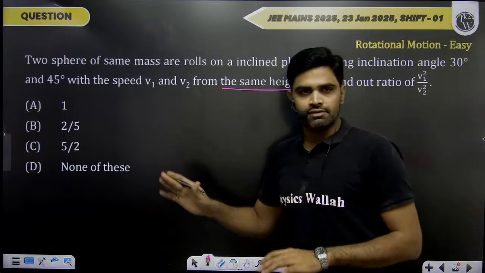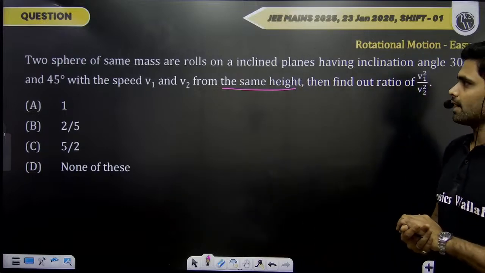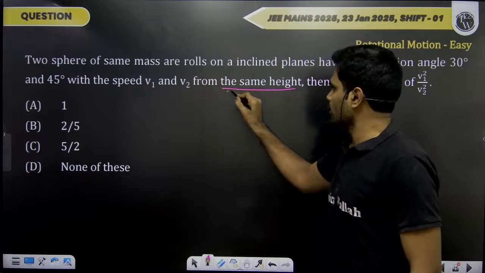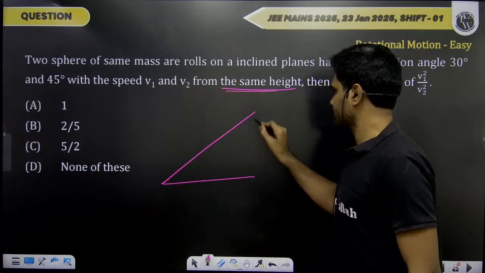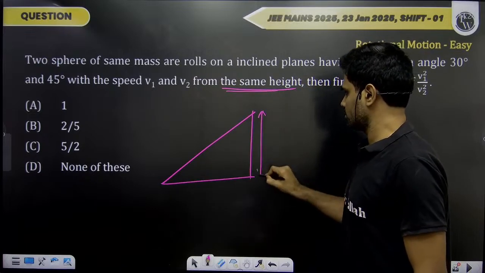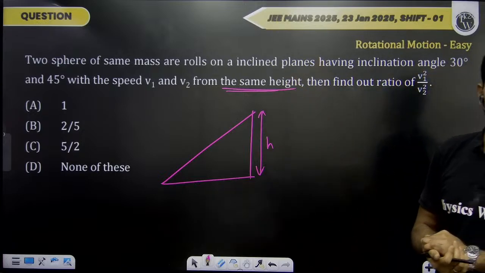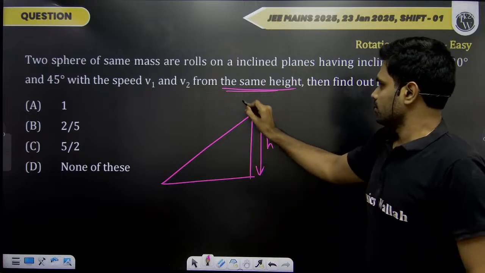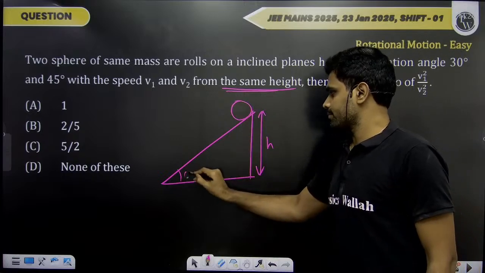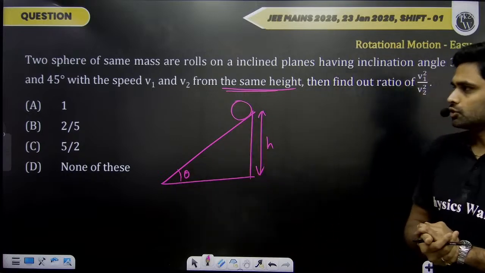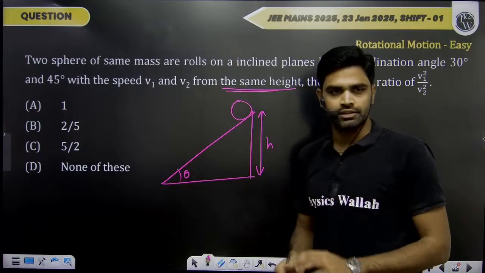Now going with conservation of energy, as these are spheres and they are rolling from the same height. This is a good conceptual question. All these angles are just given to mislead you. Both the spheres are rolling from the same height, so it doesn't matter what the angle of inclination is.